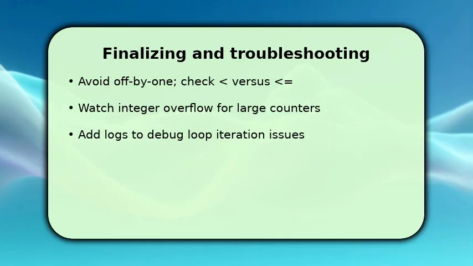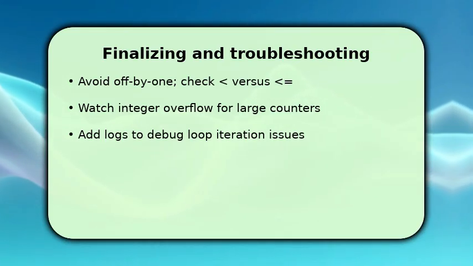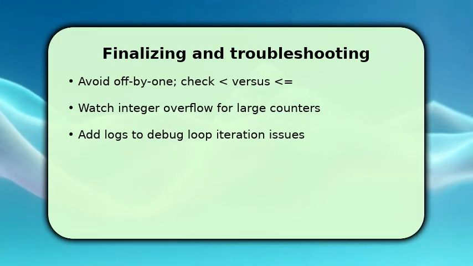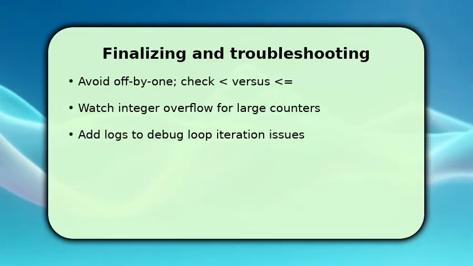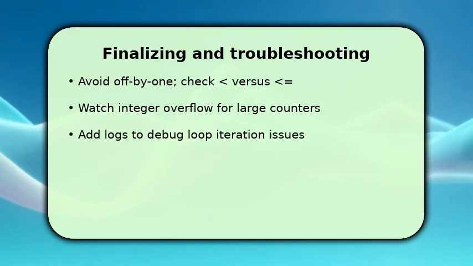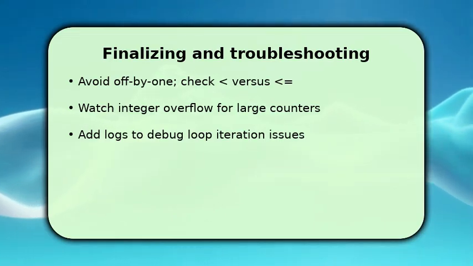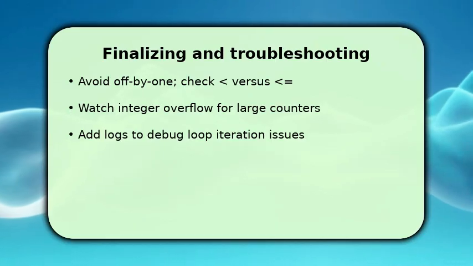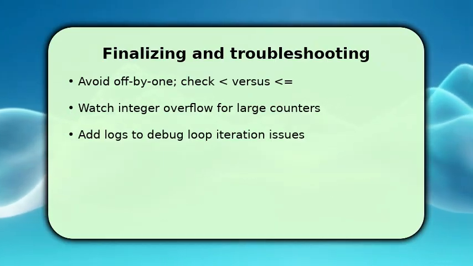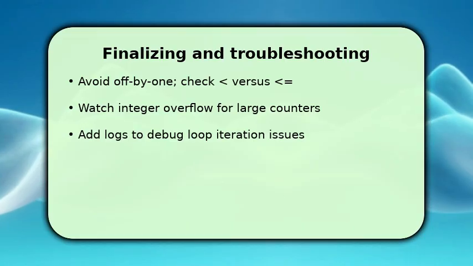Once done, consider performance. Large counters can overflow int, use long when necessary, and minimize work inside the body to speed execution. If things go wrong, add targeted logging or System.out prints per iteration to see values. This often reveals off-by-one mistakes or unexpected early exits. Finally, refactor repeated logic into methods.